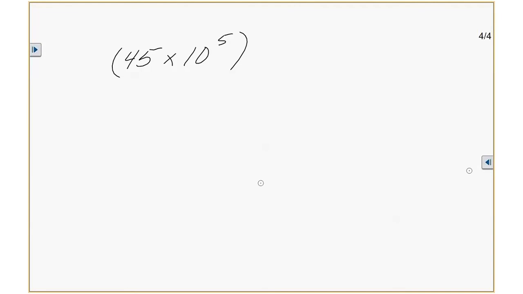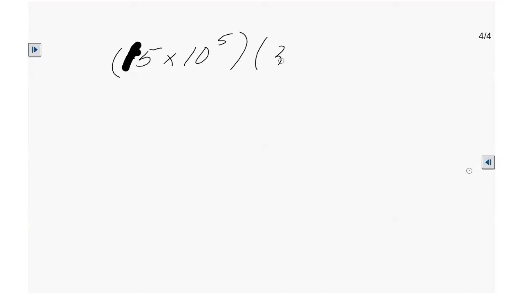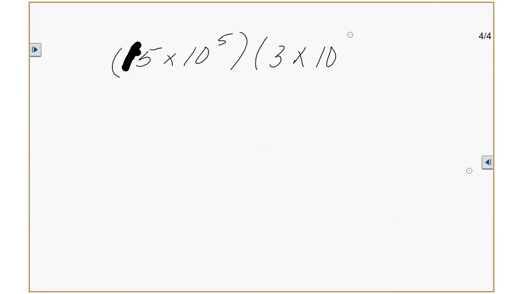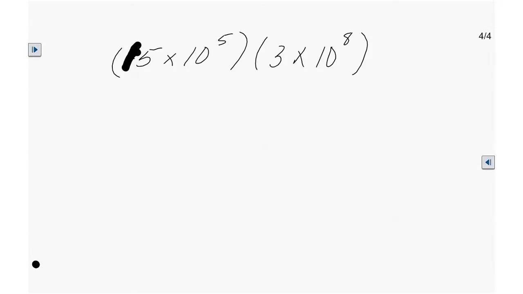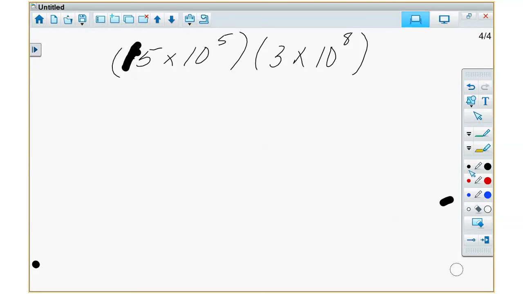Let's go with 45 times 10 to the 5th multiplied by, now let's make it 15. 15 times 10 to the 5th multiplied by 3 times 10 to the 8th. That is the multiplication with scientific notation. Now all of us can multiply 3 times 15. We don't need a calculator for that. What is 3 times 15? Good job.